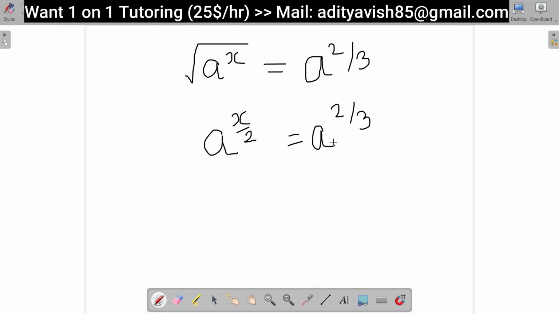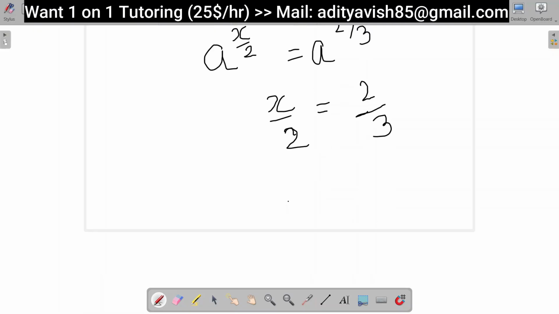So now we can equate these powers as the base is the same. So x by 2 is equal to 2 by 3, where x is equal to 4 by 3, and this is our answer.